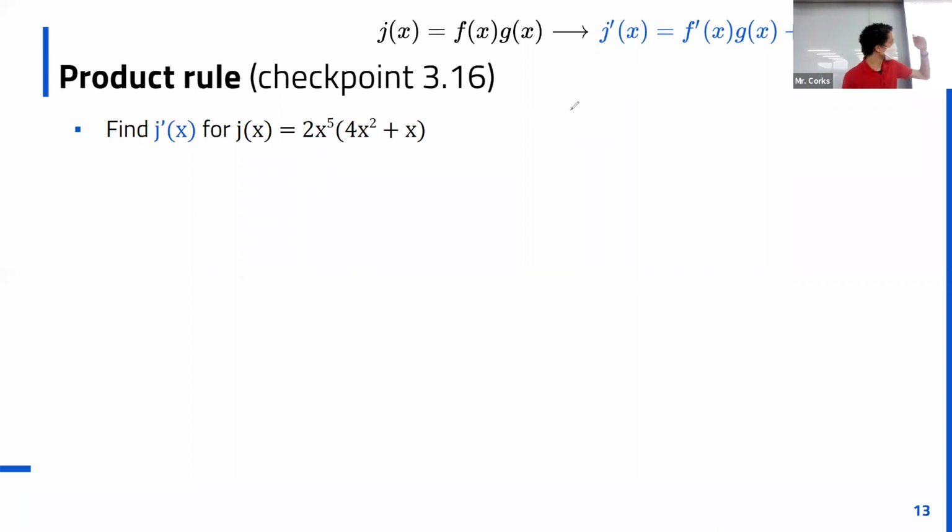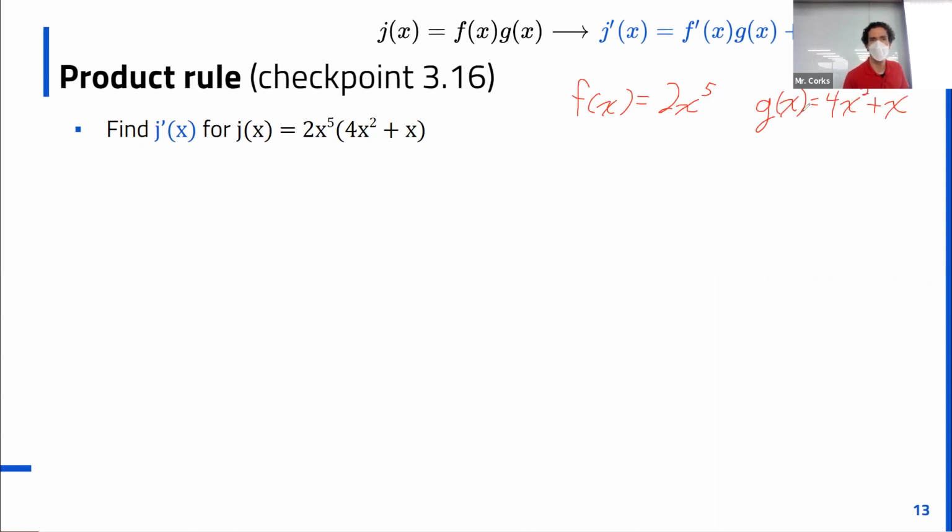So first we'll just make sure we're separating this correctly. What would our f of x be? Okay, 2x to the exponent 5, and our g of x, okay, 4x squared plus x.